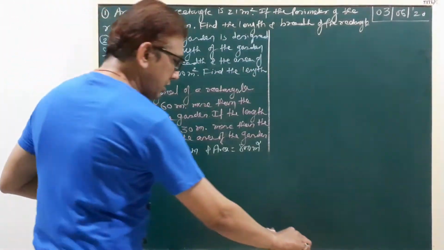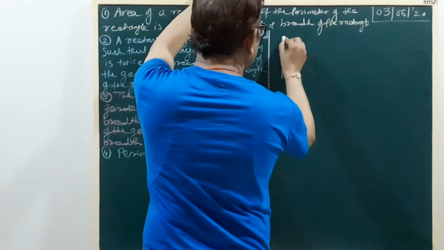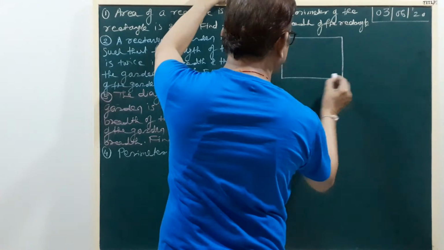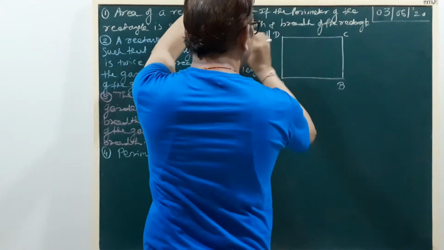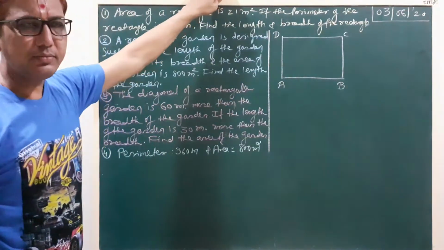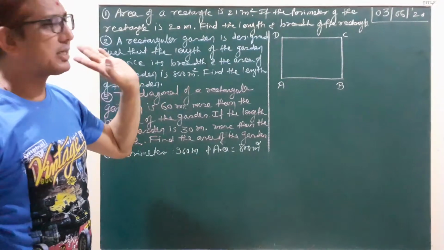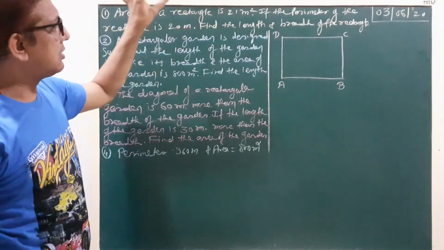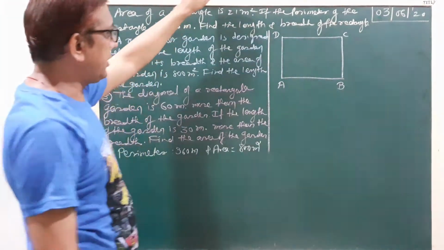Now first we draw the rectangle. Denote the name ABCD. It is your rectangle. Again, repeat: the area of the rectangle is given and the perimeter of the rectangle is given. First, you can use anyone, area or perimeter.